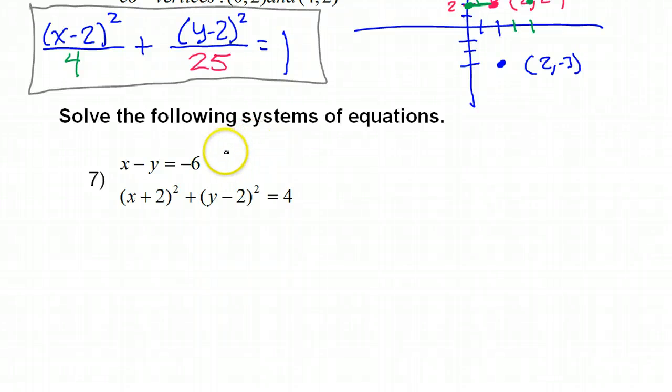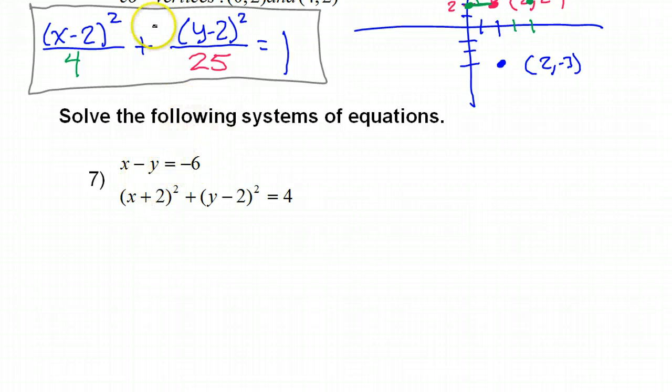Well, whenever you do systems, either you're doing substitution or you're doing elimination. Elimination is the one where you set them equal to each other and try to cancel stuff out. I don't see any variables that are the same, so the setting them equal to each other thing doesn't look like it's going to work. So substitution is the way to go. So let's do that.